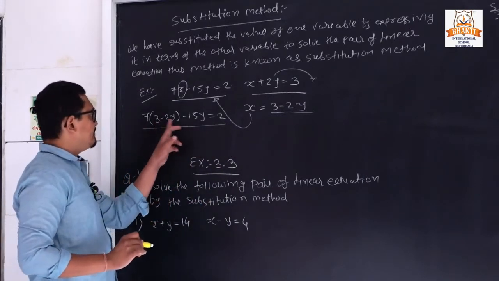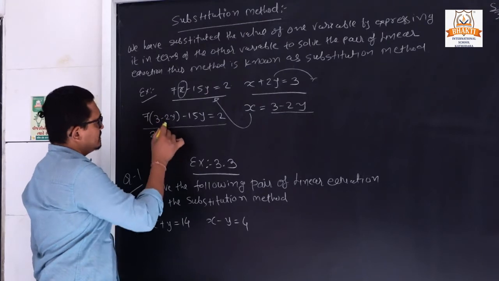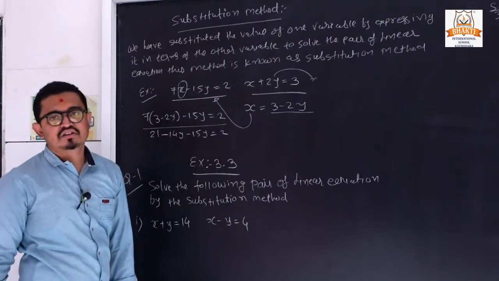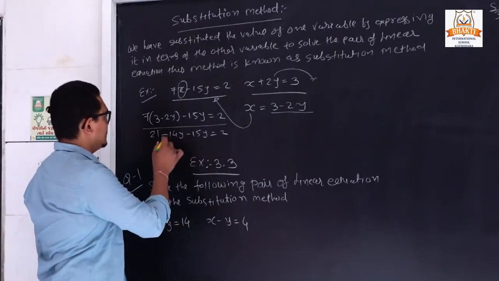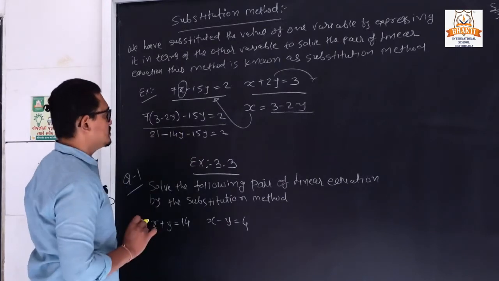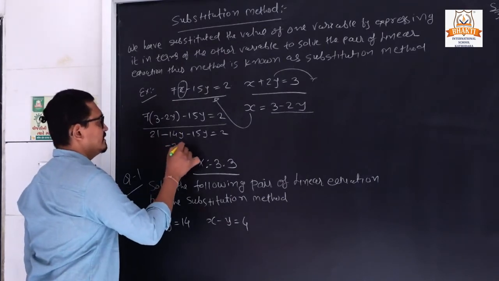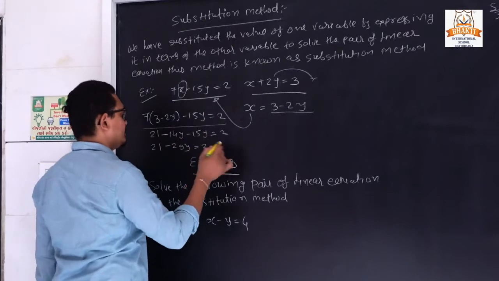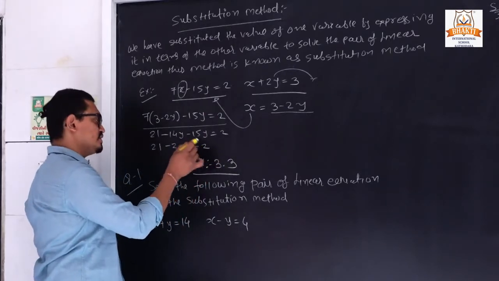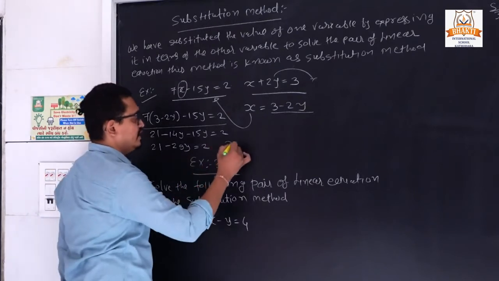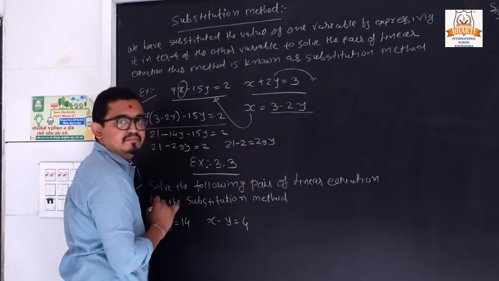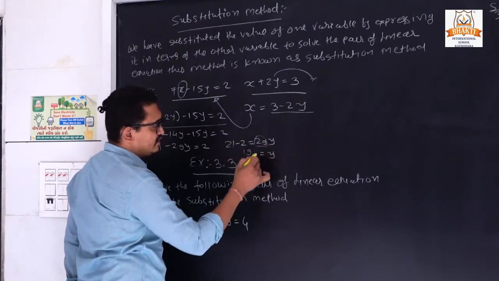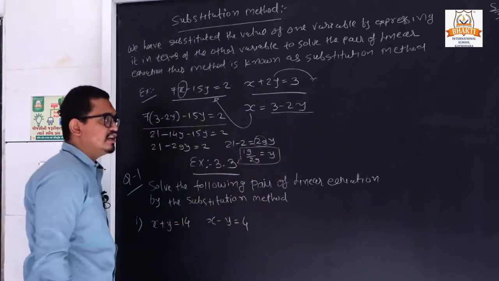After replacing x in our first equation, now see that equation. All values will be in y. 7 3s are 21, minus 14y minus 15y is equal to 2. If we solve this equation we can find the value of y. So it is minus 29y plus 21 is equal to 2. Now this 21 is going to the second side, so it becomes minus, so minus 29y is equal to 2 minus 21, which is minus 19. So 29 is going to the second side, so it will be in the denominator. So the value of y is 19 upon 29.